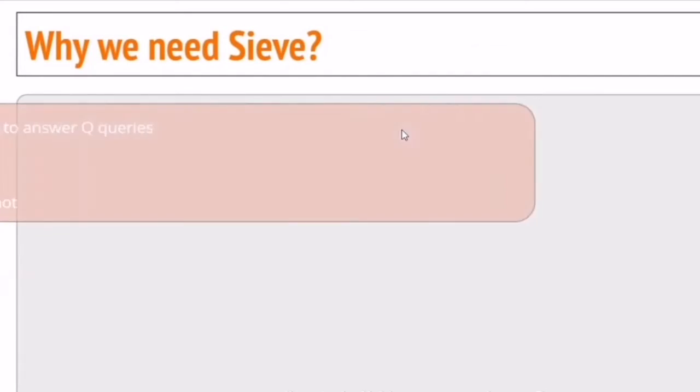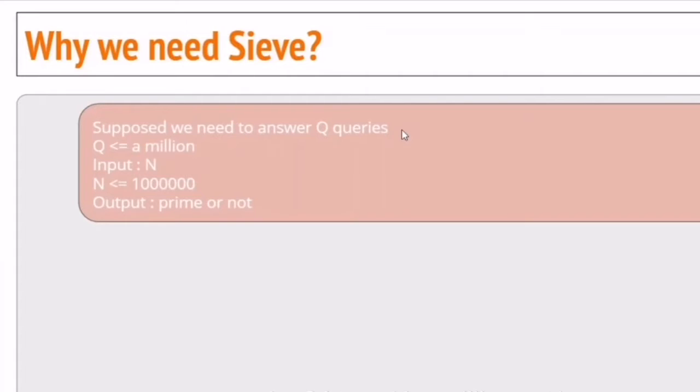Why we need Sieve. So first of all, if you are given Q queries, Q is roughly 1,000,000, and in each query you are given an input n, which can be as large as 10 to the power 6, and each time you have to print whether the given number is a prime number or not. So if you have like 10 to the power 6 queries or 10 to the power 7 queries, you cannot each time go and check whether the given number is a prime number or not in square root of n time. If you do so, the overall complexity would be 10 to the power 9, or in the worst case you have to do 10 to the power 9 operations, and that would result in TLE.